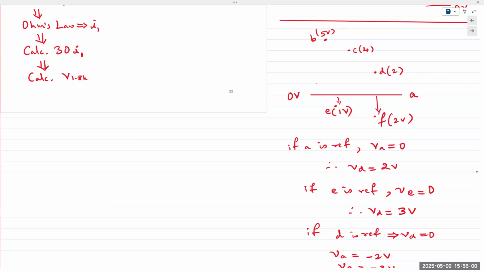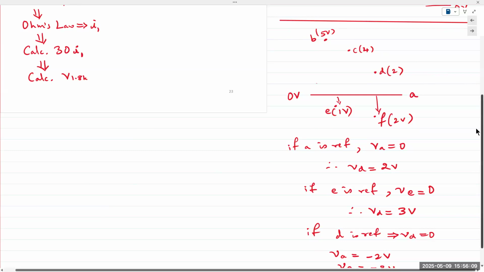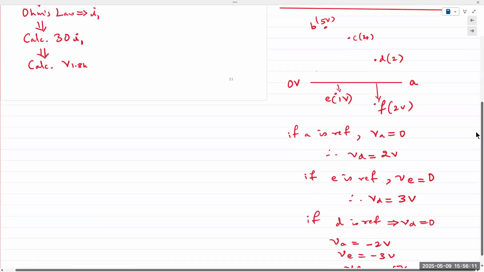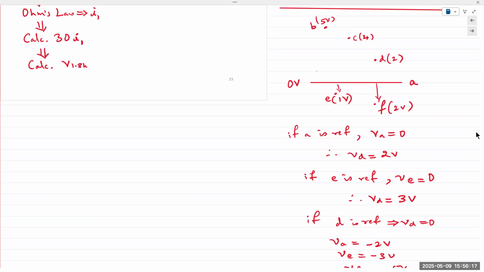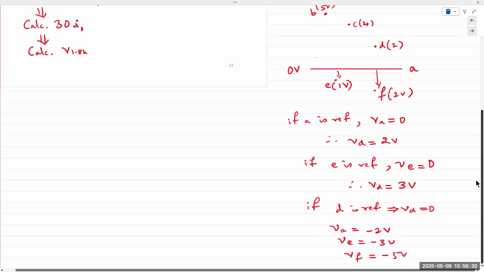So if A is my reference, B, C, and D are +5, +4, and +2 volts. If B is my reference, B at the top, then all other measurement points are below B, so all of them are negative. So VA would be -5 volts, VC would be -1 volt, VD would be -3 volts. So it depends on what your reference point is.